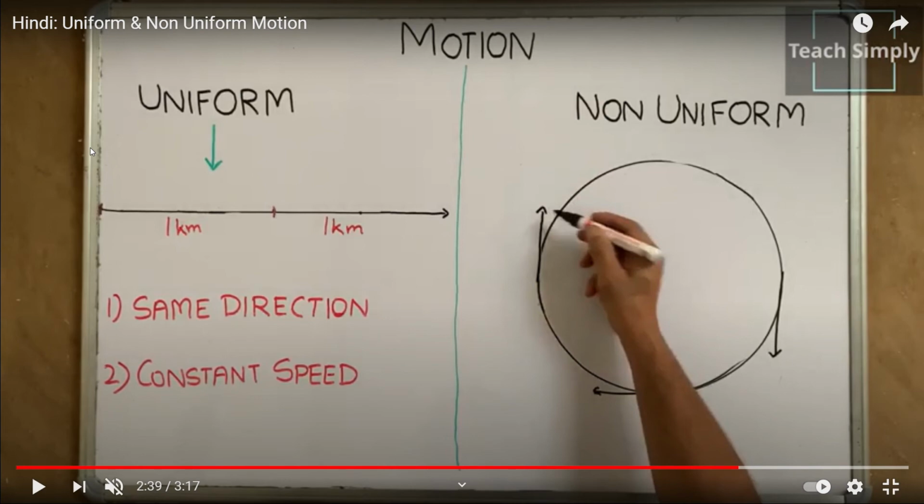So let's recapitulate once again. Uniform motion is that motion in which equal distance is covered in equal intervals of time. Non-uniform motion is that motion where unequal distance is covered in equal intervals of time. In uniform motion, speed remains same. In non-uniform motion, speed does not remain same. And uniform circular motion is that motion in which speed may remain same, but direction of motion changes continuously.